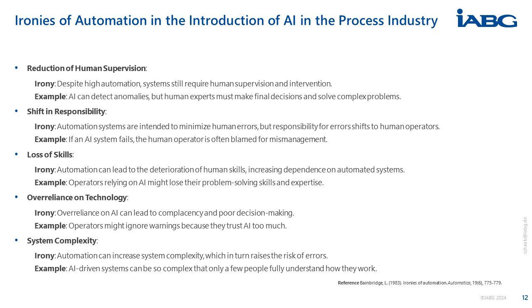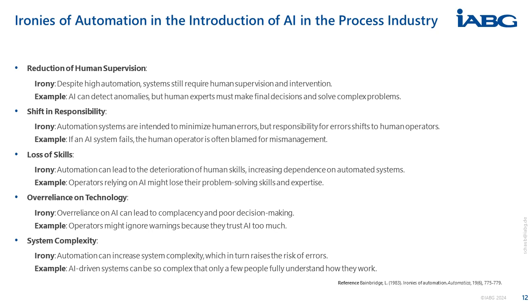Shift in responsibility. Another irony lies in the shift of responsibility. Automation systems are designed to minimize human errors, but when these systems fail, the responsibility often shifts to human operators. For instance, if an AI system malfunctions or makes an incorrect decision, the human operator is frequently blamed for the mismanagement of the situation. This paradox places a heavy burden on operators who must not only monitor the AI but also bear the consequences of its failures.